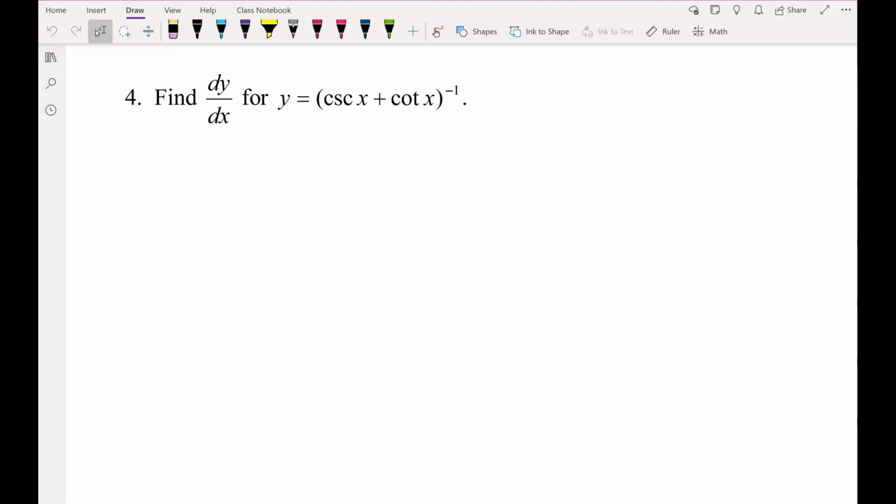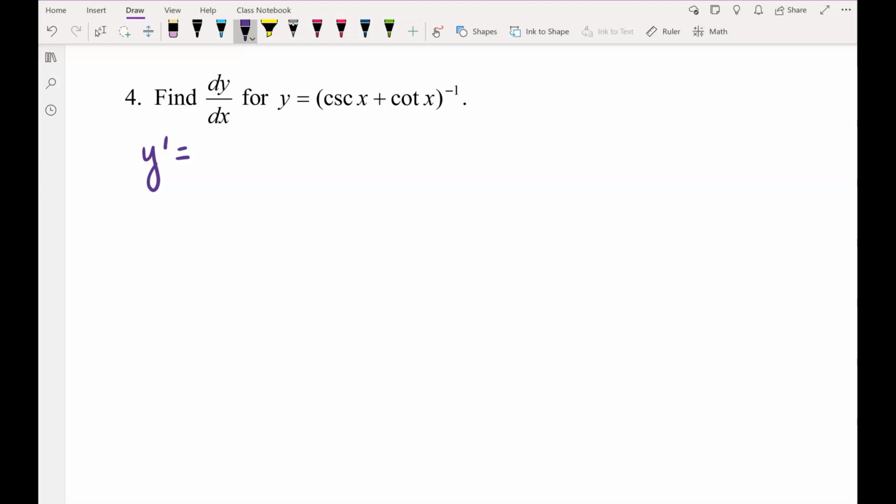Example 4 of the chain rule. All right, guys, so it's looking for dy over dx, meaning finding the derivative of y with respect to x, all right? So that's the same thing as saying y prime. Now, we are going to first apply the chain rule.